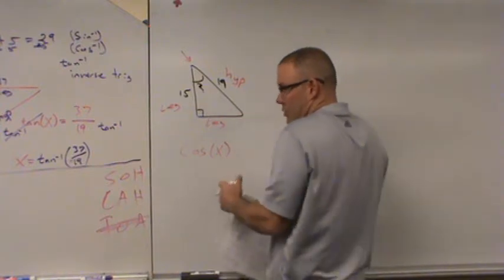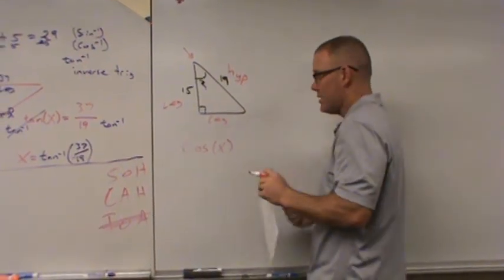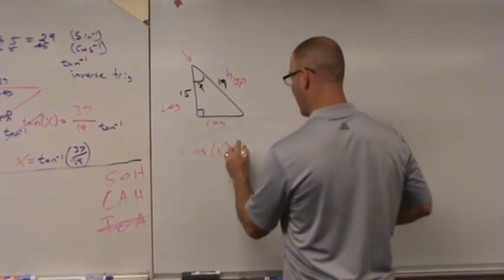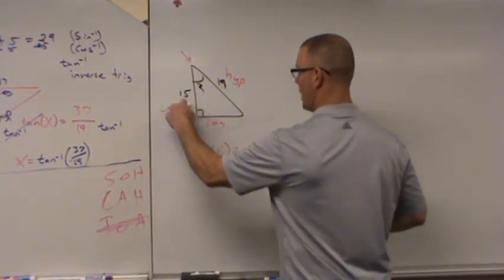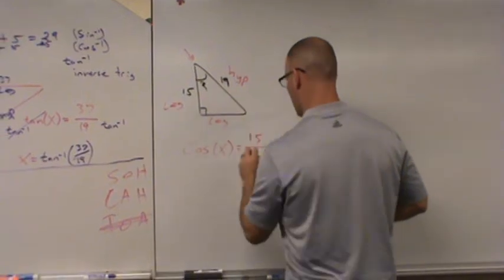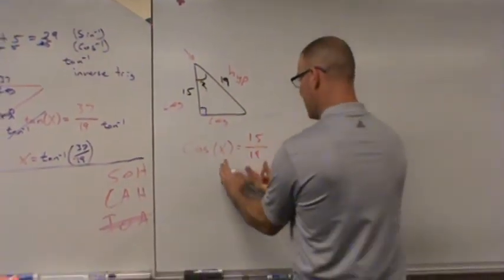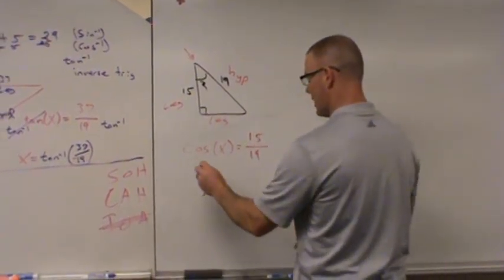So cosine x, you could make it a, b, c, x, y, z. I don't care what you make it. This is your variable. The cosine of x, now create your ratio: adjacent, 15, over hypotenuse, which is 19. And now we have to get x by itself. So how do I get x by itself?